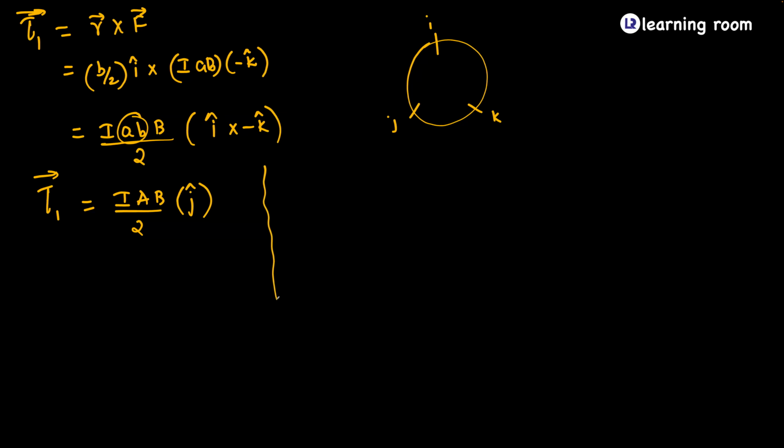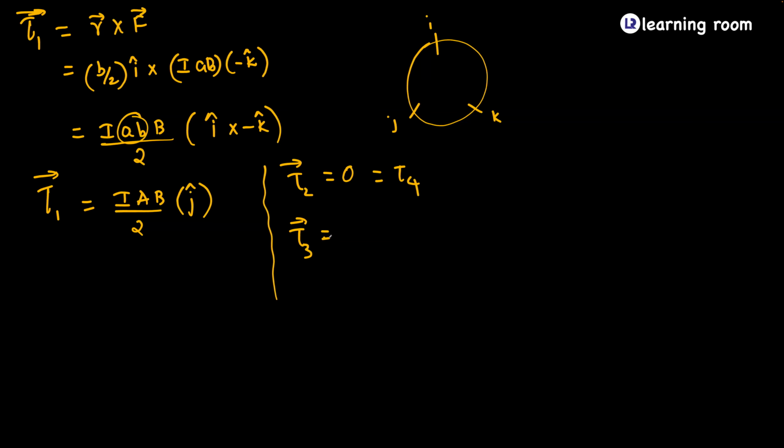Similarly, if I want to calculate the torque experienced by the second conductor, what is the answer going to be? Torque experienced by the second conductor is 0. Same is going to be the torque experienced by the fourth conductor. Am I right? Then what is going to be the torque experienced by the third conductor? If it is going to be minus j cap, then when I add both, how much will the answer come out to be?